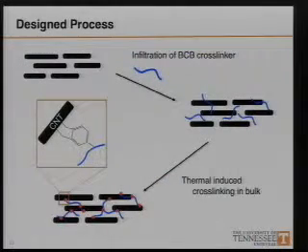The design process begins with infiltration of crosslinker at various concentrations. Then the solvent is evaporated, leaving only the crosslinker embedded in the nanotube fiber structure. And this is then heated to induce the thermal crosslinking in bulk. This is the overall idea of our strategy.